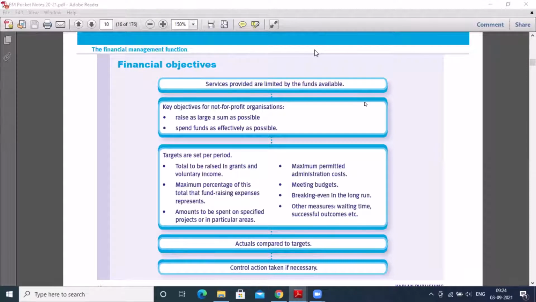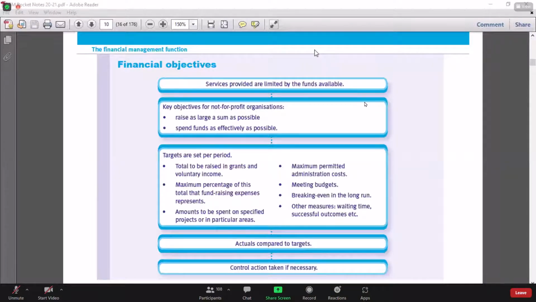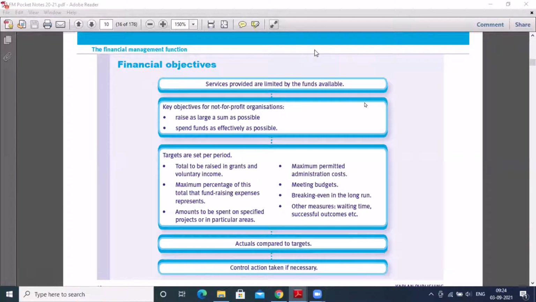Now the targets are set per period. So here, generally, if you see total to be raised in grants and voluntary income, what I'm trying to say is that the financial objectives are generally set on a regular periodical basis. For example, for the current reporting year, what should be the total amount of funds to be raised? So how much funds are to be pulled from the donors and the subscribers? Then the maximum percentage of this total that fundraising expenses represents. Very, very important.